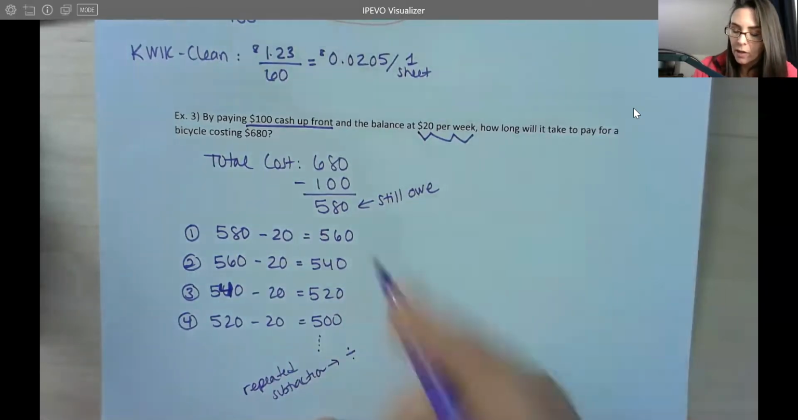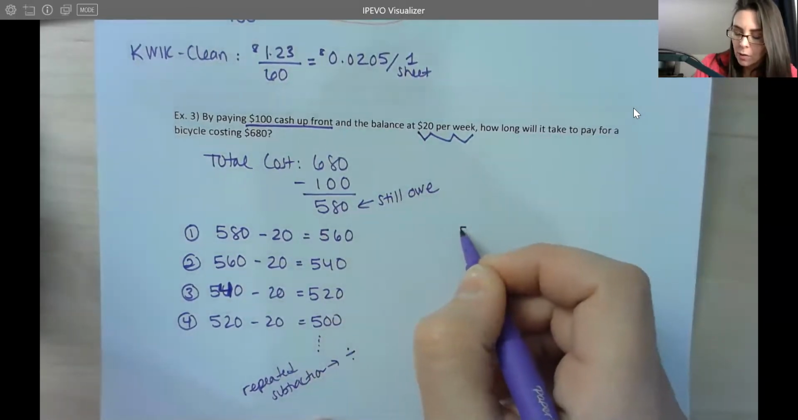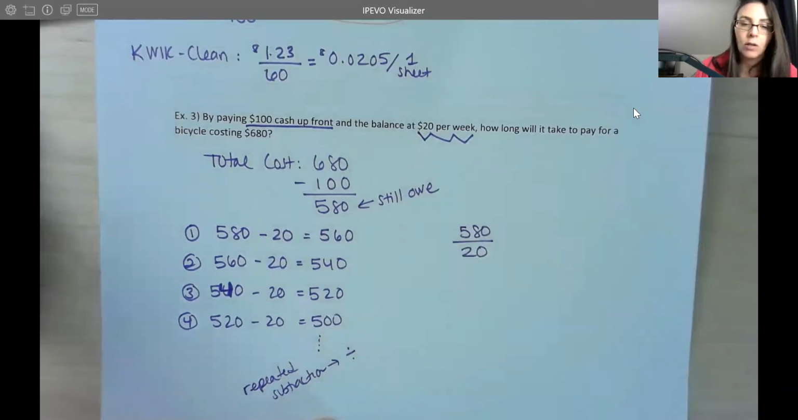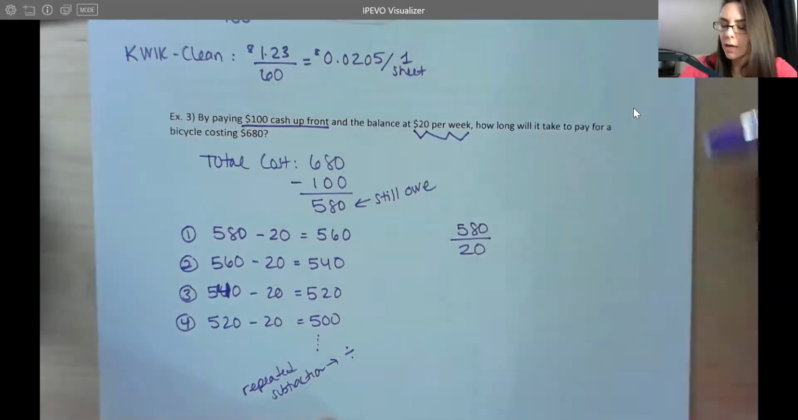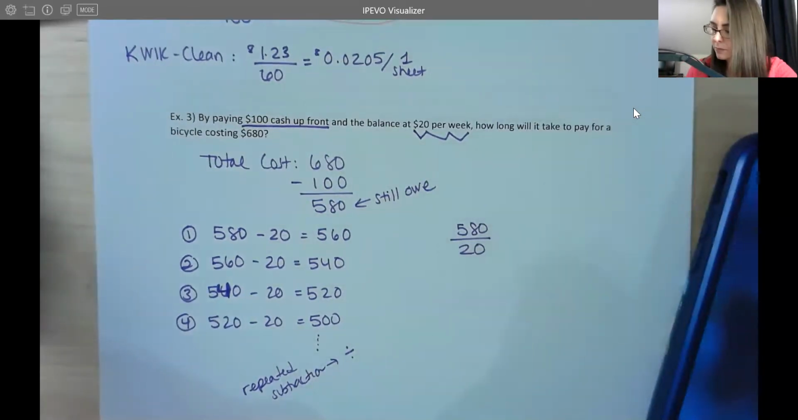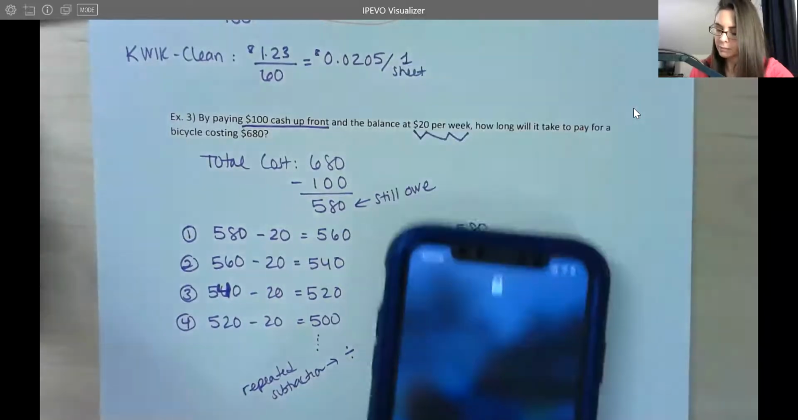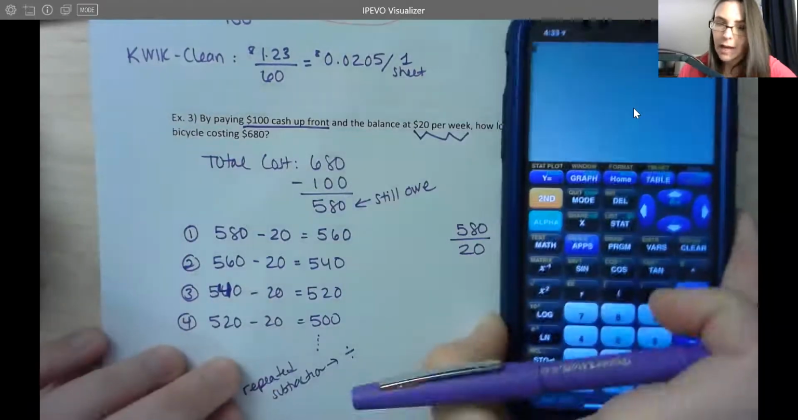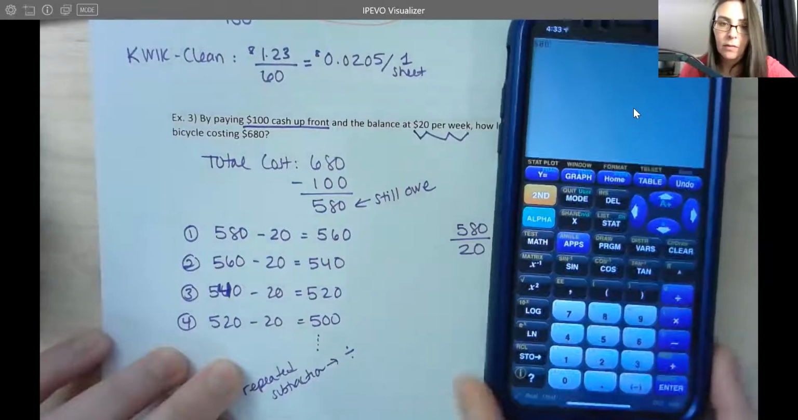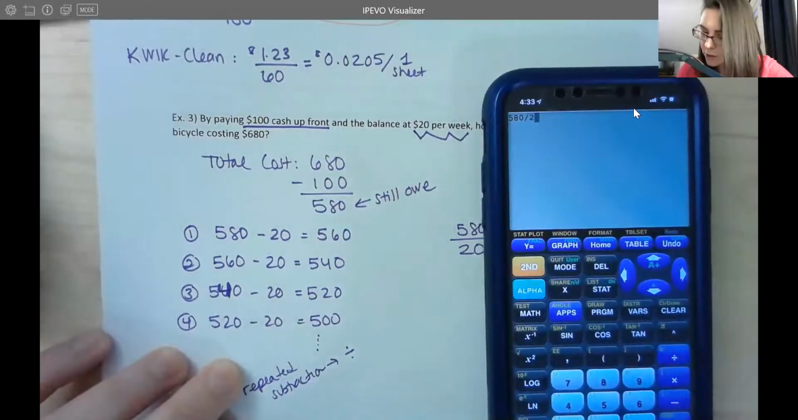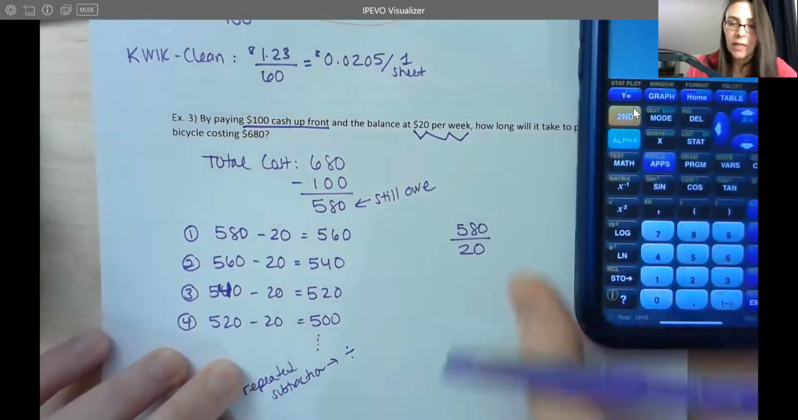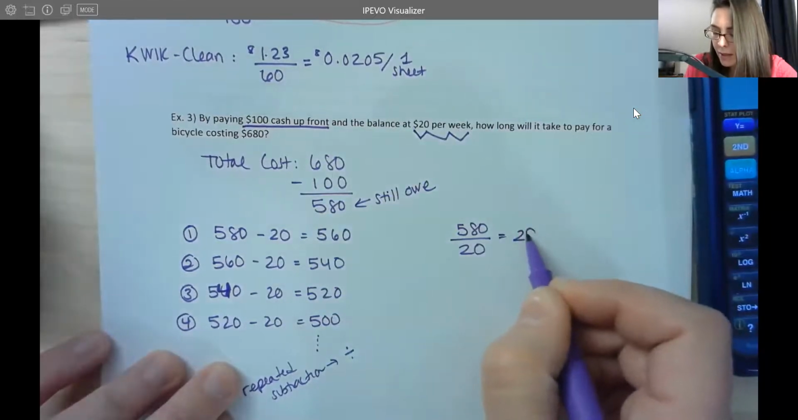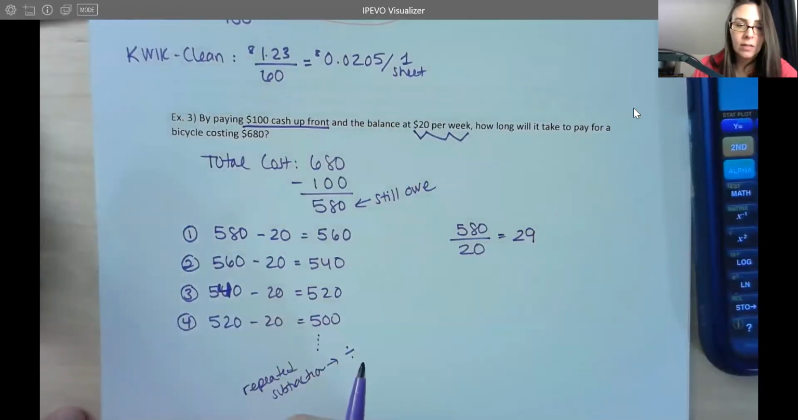So another way to do it, a quicker way, but it's okay if you don't recognize this, is to take that 580 and divide it by your $20. When I do that, I have my 580, I divide it by my 20, and I see the answer is 29. So it's going to take me 29 weeks to get this paid off.